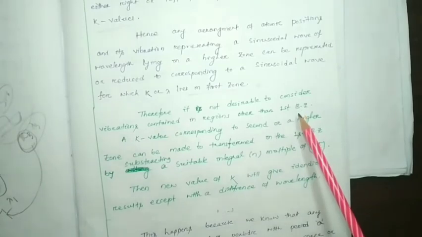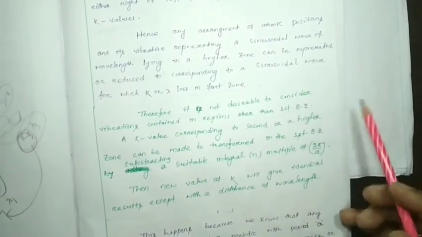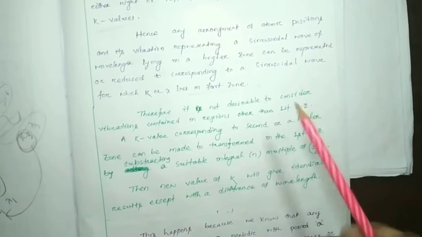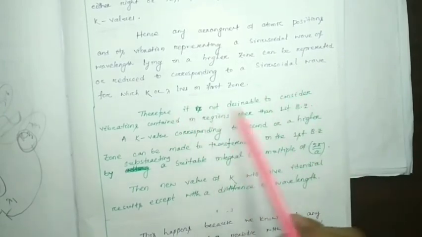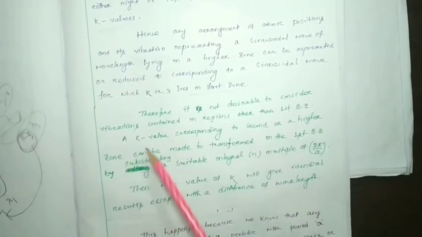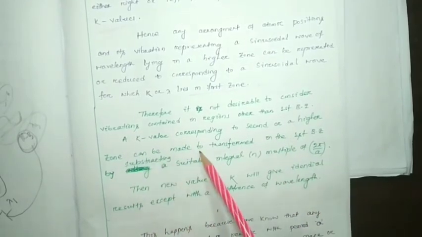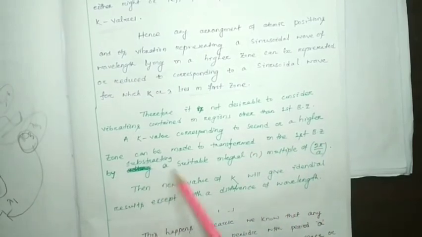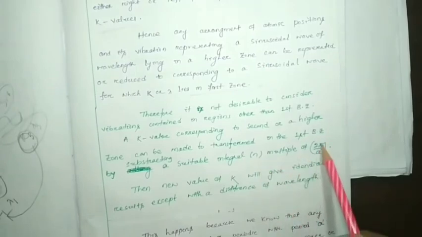So other than the first Brillouin zone, the other zones' dynamics are not desirable to consider, because they can be transformed to the first Brillouin zone. Okay, so only for that it is not desirable. A k value corresponding to the second or higher zone can be transformed to the first Brillouin zone by subtracting a suitable integral multiple n of 2 pi by a.